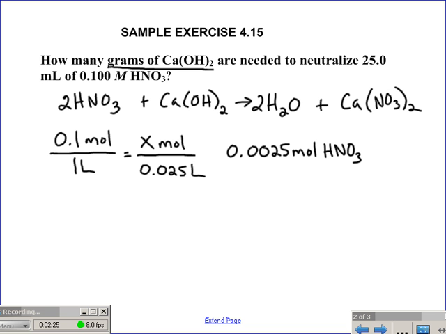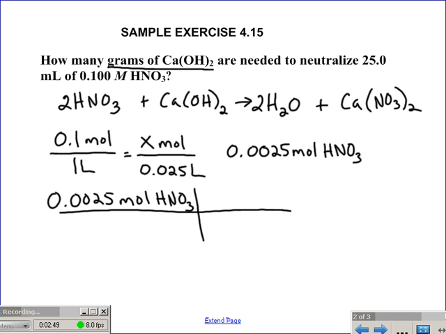So now that I've established how many moles of nitric acid I have, I can use my balanced chemical equation to determine how many moles of calcium hydroxide I have. So I take 0.0025 moles of the nitric acid, and to convert it to moles of calcium hydroxide, I use my balanced equation. For every 2 moles of nitric acid that react, I have 1 mole of calcium hydroxide reacting.